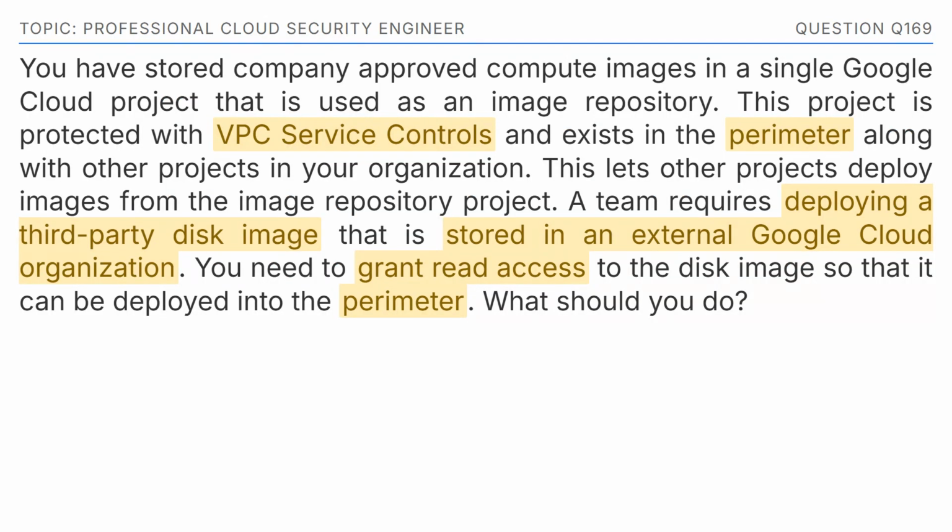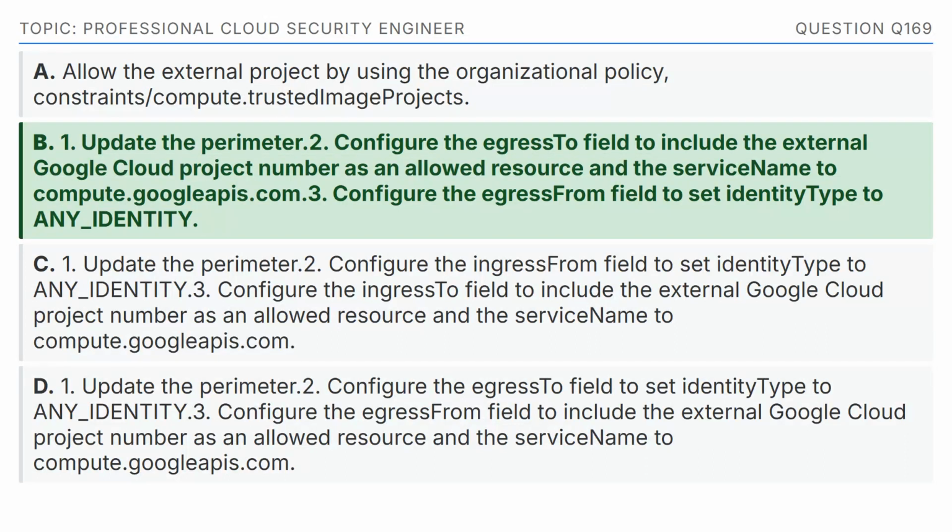To arrive at the correct answer, we focus on the keywords VPC Service Controls, perimeter, deploying a third-party disk image, stored in an external Google Cloud organization, grant read access, deployed into the perimeter. The correct answer is option B. 1. Update the perimeter. 2. Configure the egress to field to include the external Google Cloud project number as an allowed resource and the service name to compute.googleapis.com. 3. Configure the egress from field to set identity type to ANY_IDENTITY.